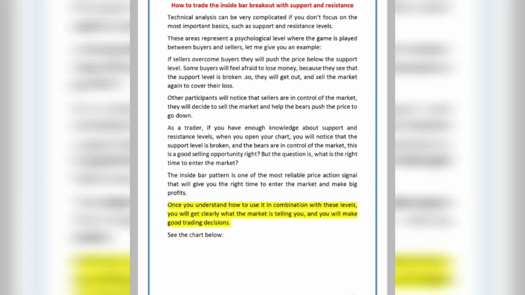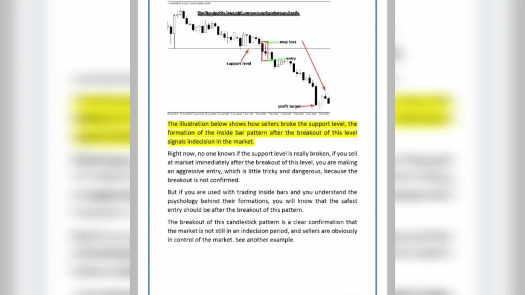Once you understand how to use it in combination with these levels, you will get clearly what the market is telling you, and you will make good trading decisions. See the chart below. The illustration below shows how sellers broke the support level. The formation of the inside bar pattern after the breakout of this level signals indecision in the market. Right now, no one knows if the support level is really broken.